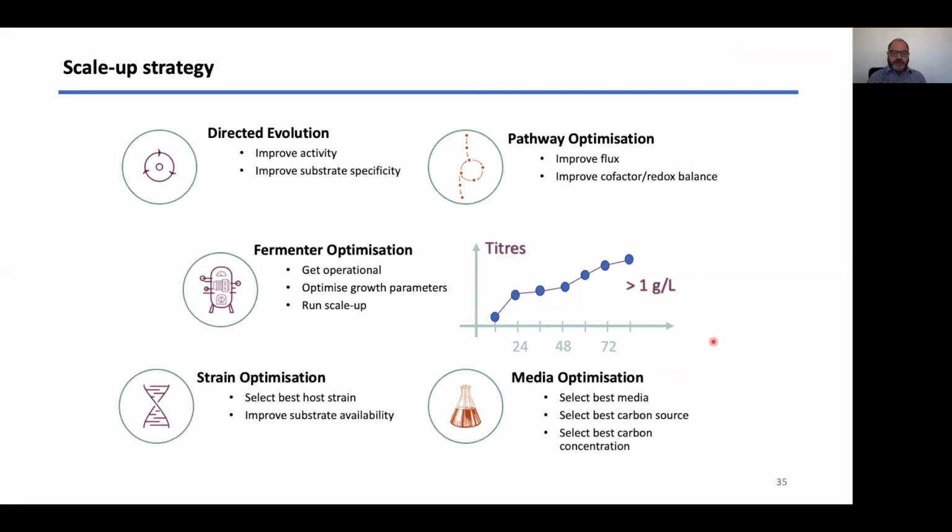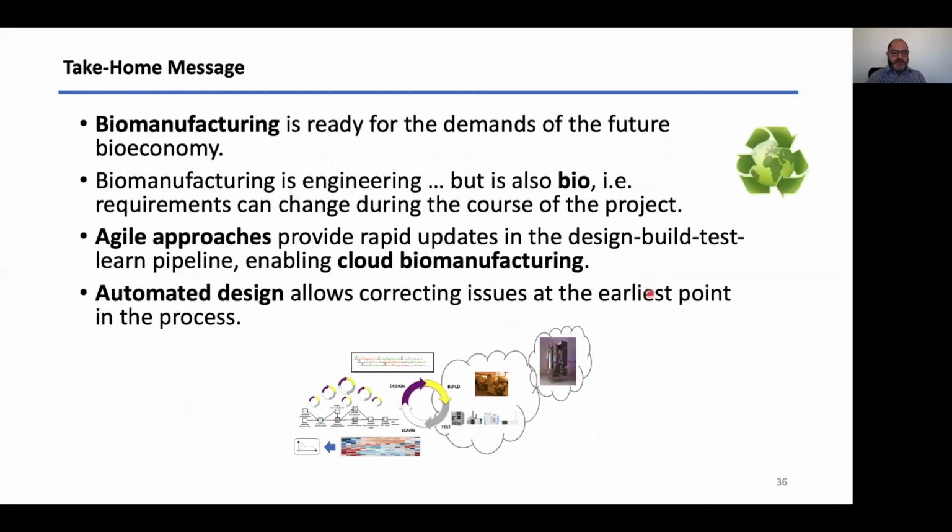So that was possible through several scale-up strategies, which I already mentioned, like directed evolution, fermenter optimization, strain optimization, media optimization. And the titers were above 1 gram per liter. Okay, so that's what I wanted to show you today.